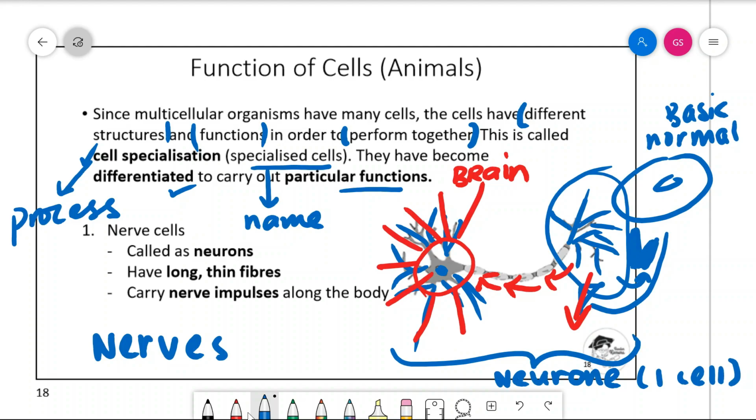They have long thin fibers, which is the one that I've drawn just now, the one that branches out. Long thin fibers, and they carry nerve impulses along the body. Nerve impulses mean information. Information such as what? Hot water. If you touch hot water, it will send the information that the water is hot to your brain, so that your brain can understand that what you are touching now is hot. So that's called nervous impulse. Information, basically.